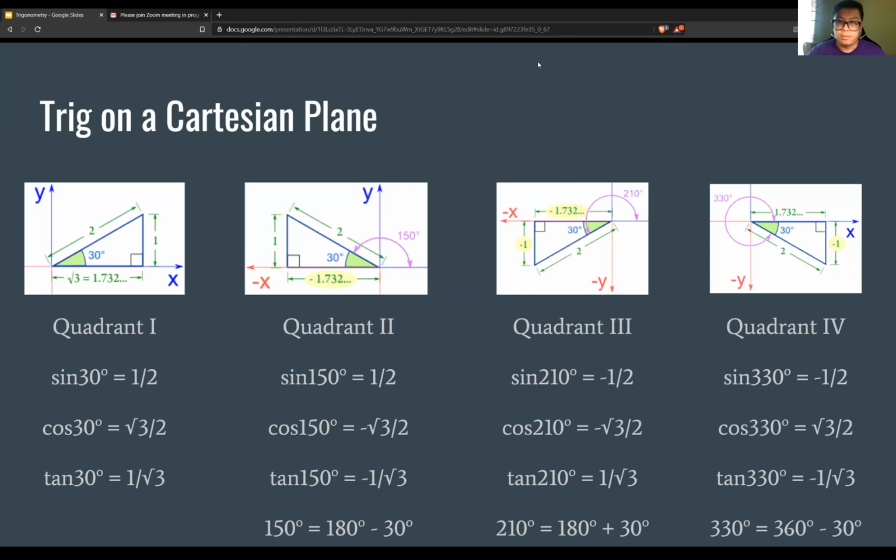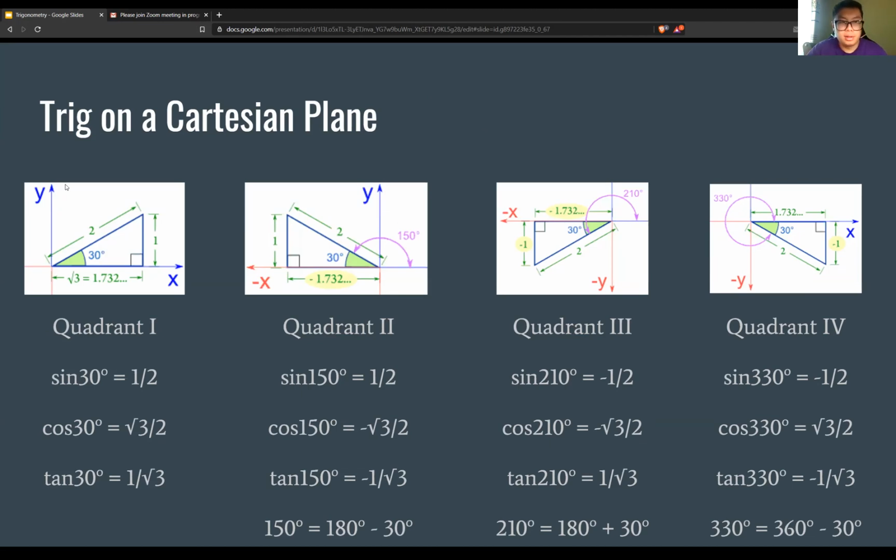Right. So we're going to look at these four triangles right here. They all have an angle of 30 degrees, but they have different orientations. They're all rotated. One is in the positive x and y axis. Another one is with the negative x but positive y axis. There's one with the negative x and negative y axis. And then the last one is with positive x and then negative y axis.